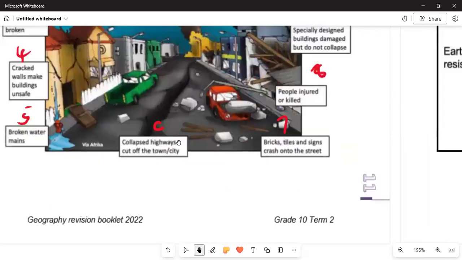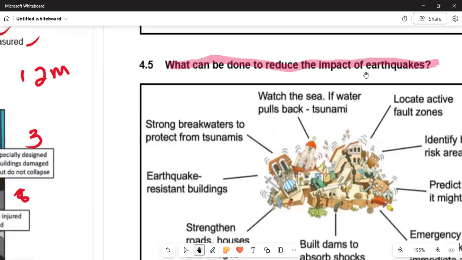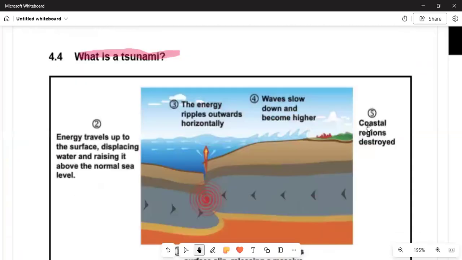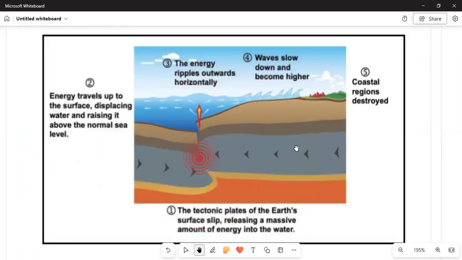All right. Moving on again, we need to understand this concept very well: the tsunami and its effects. They may say, explain the development of the tsunami, perhaps for 10 marks. Number one, the tectonic plates of the earth's surface slip. They release a massive amount of energy underground into the water. Number two, the energy travels up to the surface, the normal sea level.